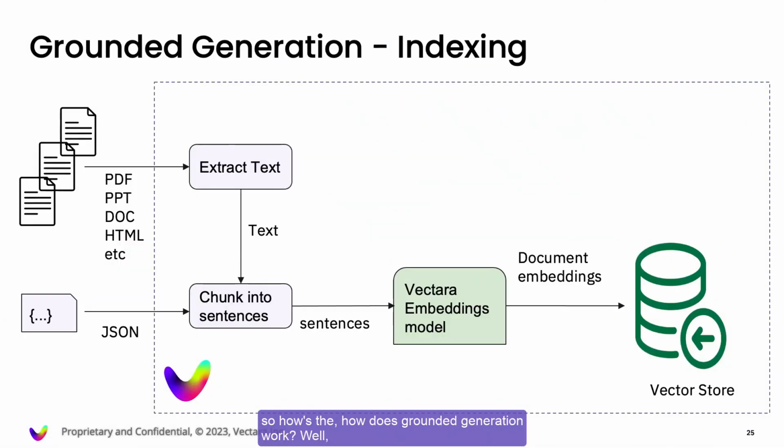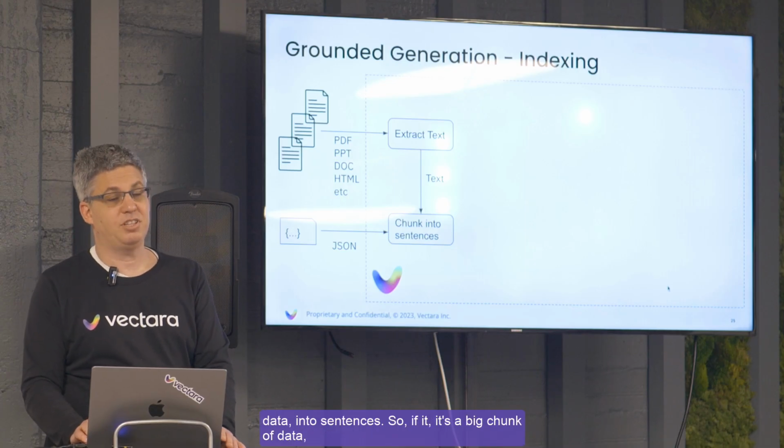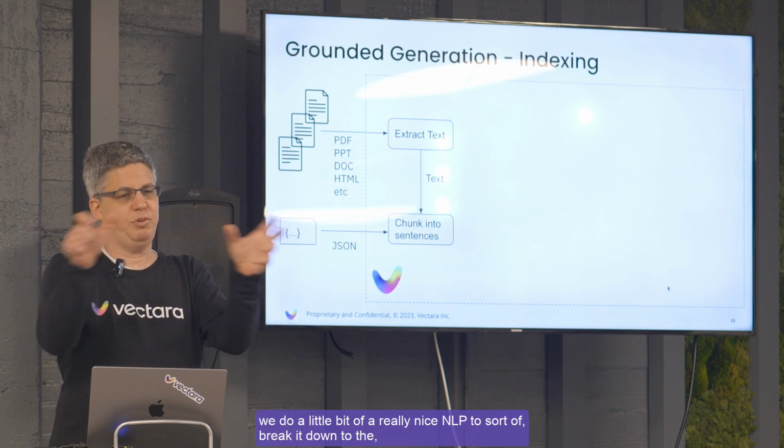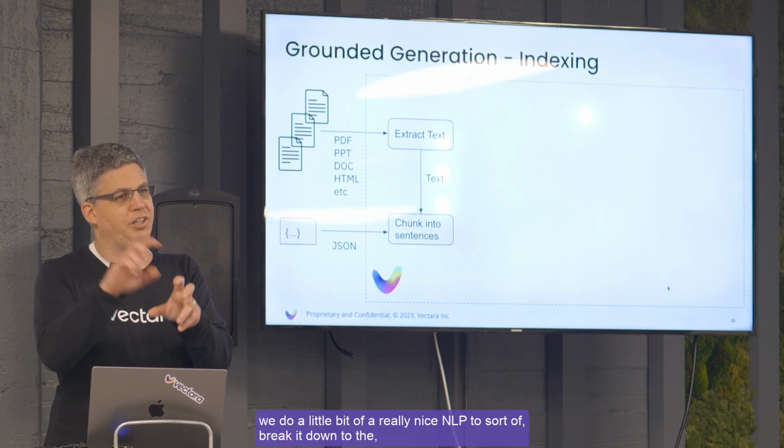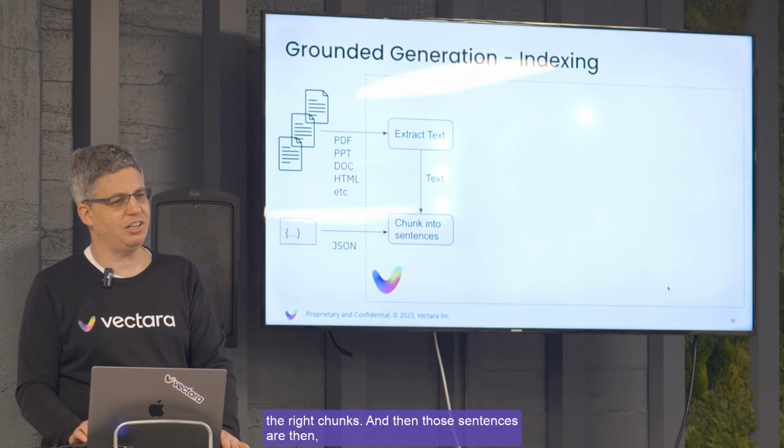So how does grounded generation work? Well, you have a bunch of documents or JSON or text in any form you want. If it's documents, with Vectara, we'll extract the text out of the documents for you with different document types, and if it's already text, you can just send it directly. We also have a nice facility in the system where we chunk the data into sentences. If it's a big chunk of data, we do some really nice NLP to break it down to the right chunks.